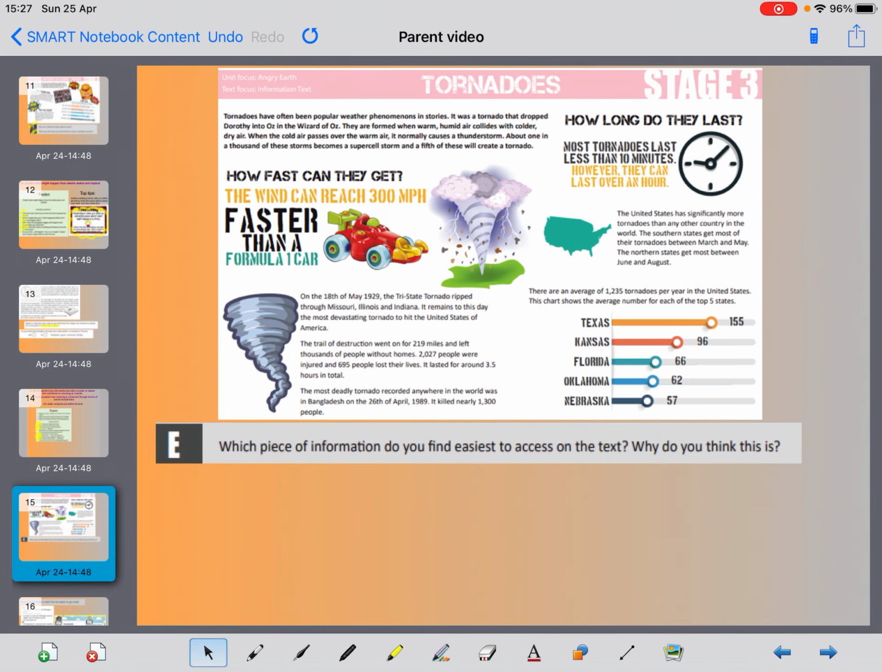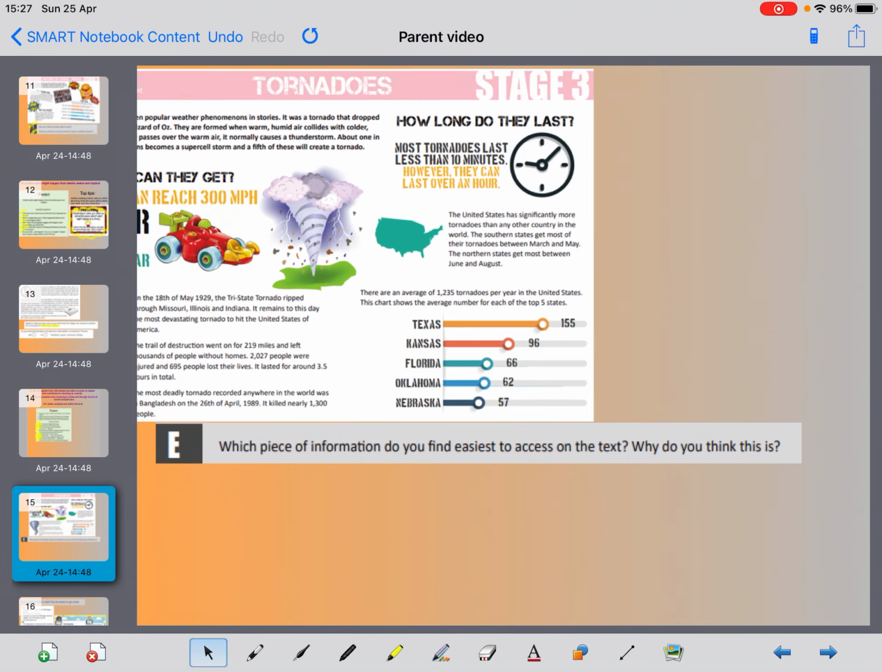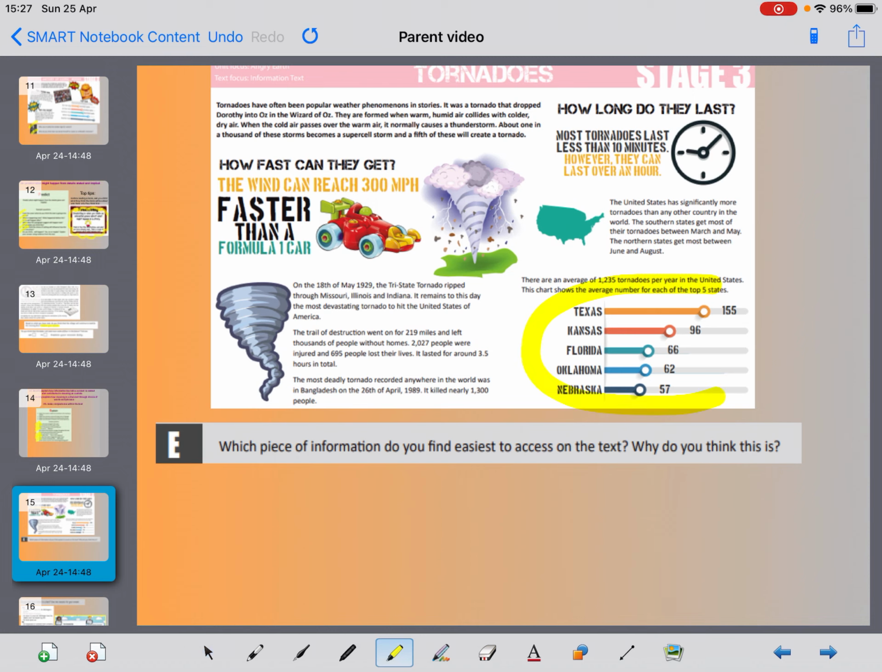So again, we've got our tornadoes text. So our E question from our Vipers, which piece of information do you find the easiest to access on the text? Why do you think this? So they would have to look and decide. And these answers, there is no right or wrong answer, but they have to explain why to be able to get the marks. So they might, for example, find that this part of the text is the easiest. So they might say, I find the graph the easiest part to access on the text because it shows me clearly the number of tornadoes in each state in the United States. So they've said which part is easiest to access, and they've stated why as well.